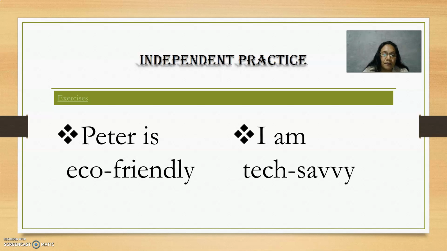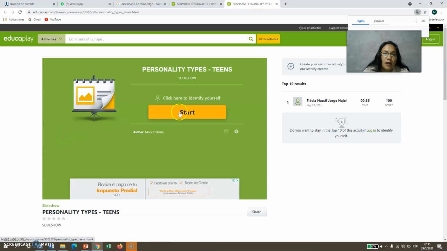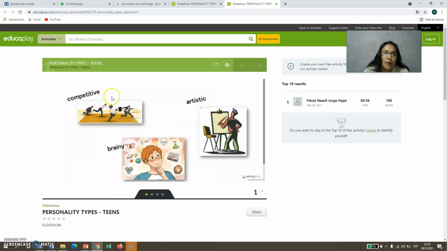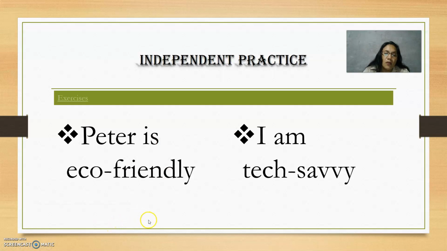Independent practice. With the Word app and solo work, with these examples of adjectives learned: competitive, artistic, brainy, students will need to work by themselves, applying the previously acquired knowledge through the class. For example, Peter is eco-friendly. I am tech savvy.